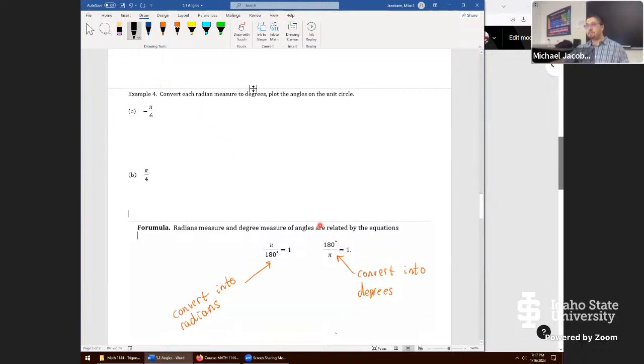It says convert each radian measurement to degrees. Also plot the angles on the unit circle. So if you know where negative pi over 6 is, you can start by plotting that. But I think most people would want to convert it first and then plot the result.